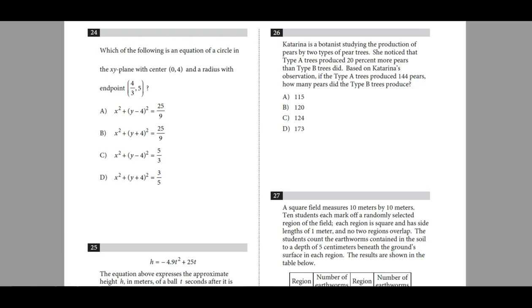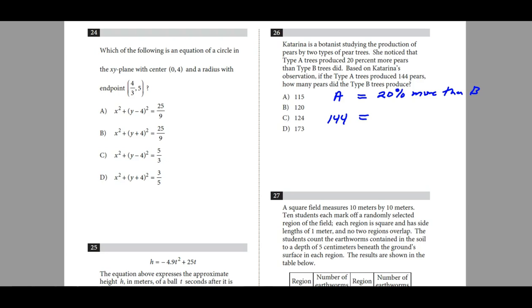It says, Katerina is a botanist studying the production of pears on two types of trees. She noticed that type A produces 20% more than B. So type A is 20% more than B. And then based on our observation, type A produced 144 pears. So type A was 144, and that's 20% more than B.